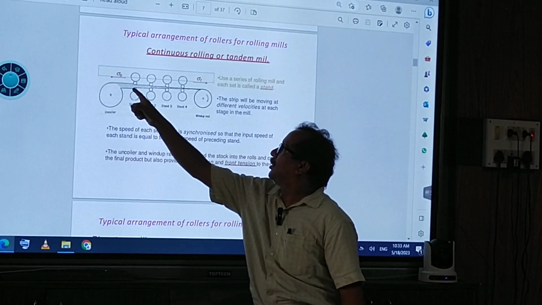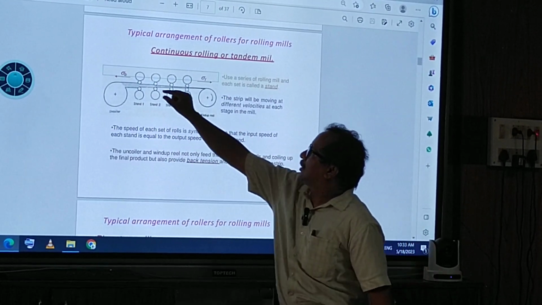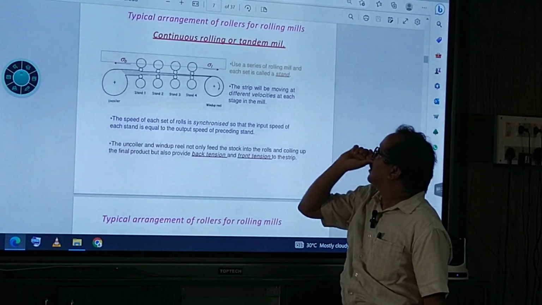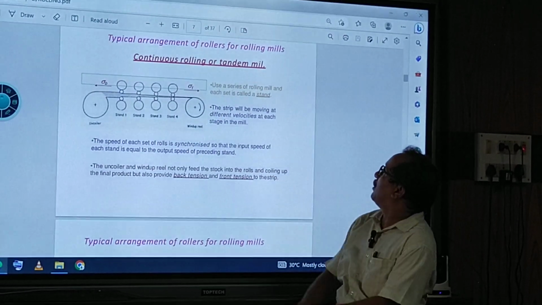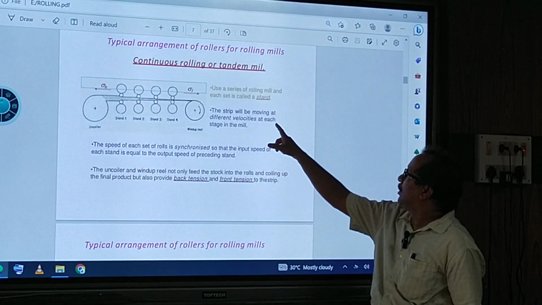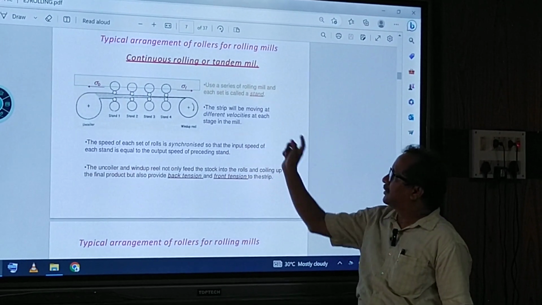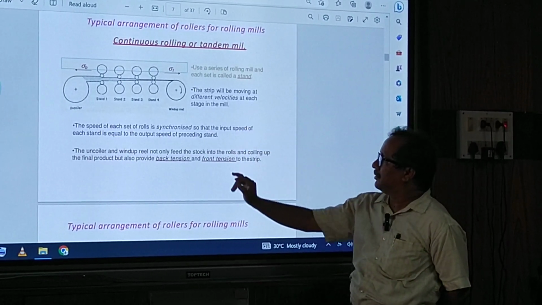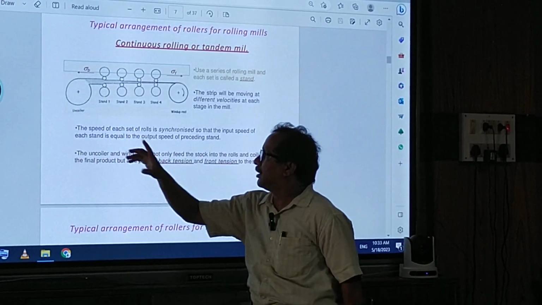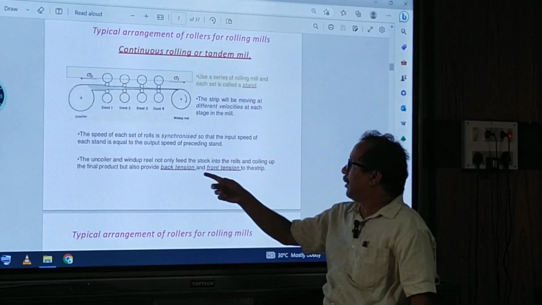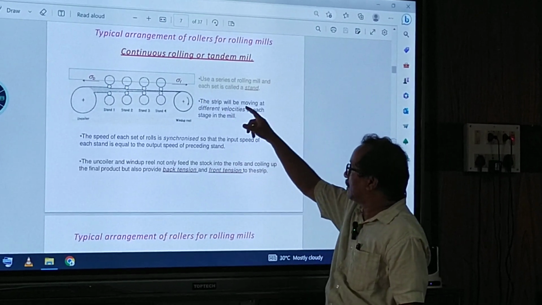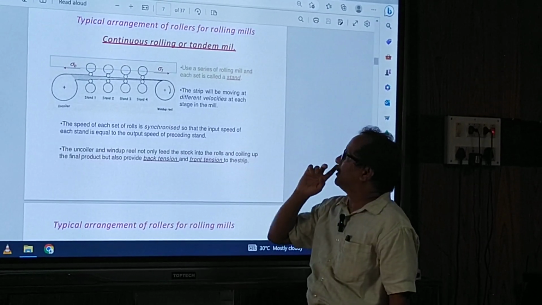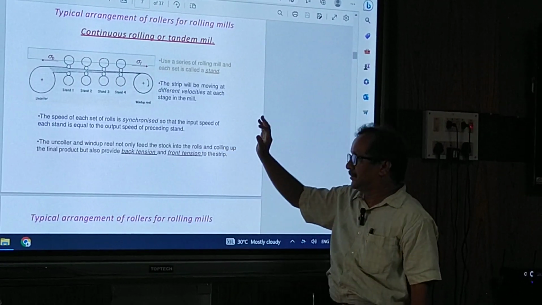Here the product will enter and go out. The product width and thickness are like this, and again it becomes a strip. It is a huge series of rolling mills. The strip moves at a different velocity at each stage in the mill. This is about tandem mills. One is the uncoiler, where the strip is unwound, and the wind up reel, where coiling takes place again. They also provide back tension and front tension to the strip. So this is about tandem mills.